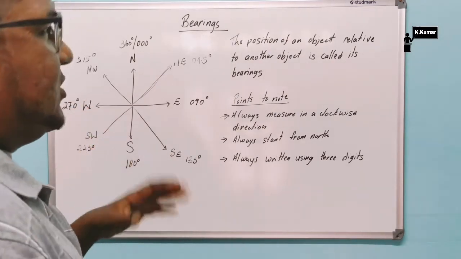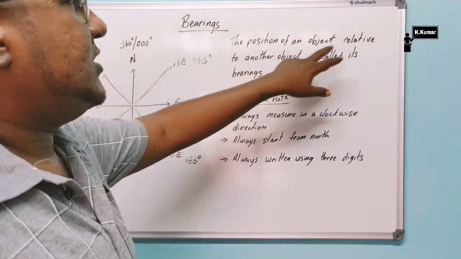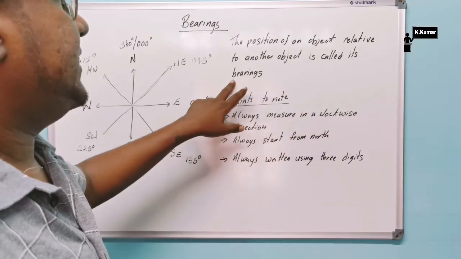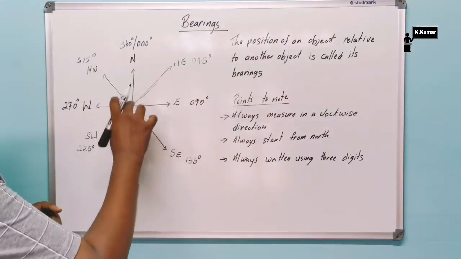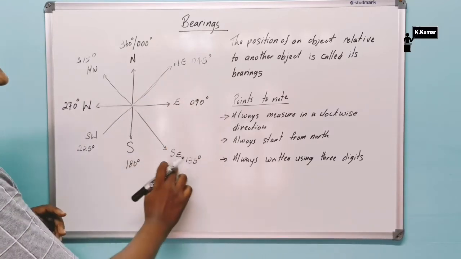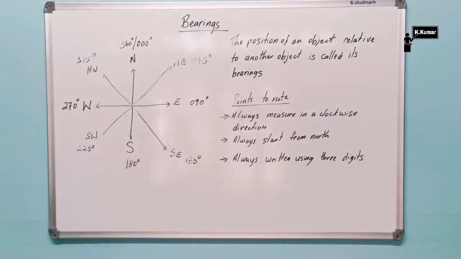Now, what are bearings, or what is a bearing? The position of an object relative to another object is called its bearings. So you see we have these various angles here which tell position. So the position of an object relative to another object is called its bearings.